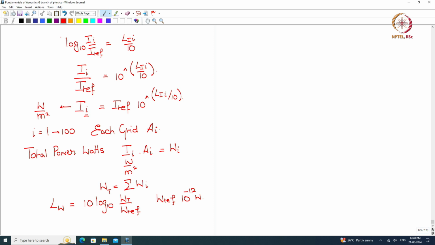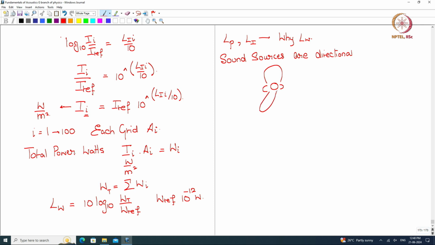So one thing of course is, when we have sound pressure level and sound intensity level, why go for power level? Okay, that's pretty simple, because sound sources are directional. If I have a source here, it could be radiating more in this direction, very little in this direction, and some oblique angle more, etc.